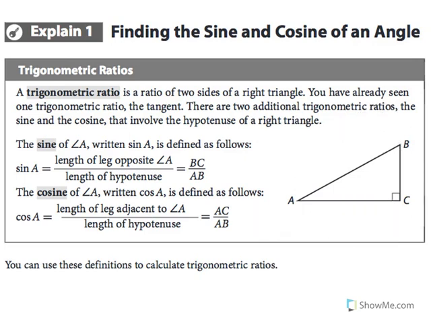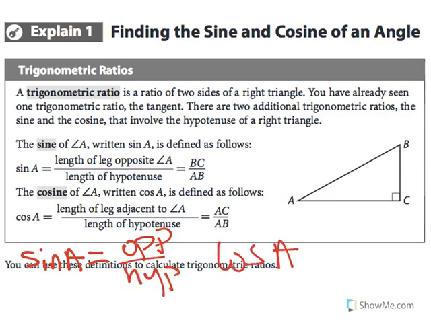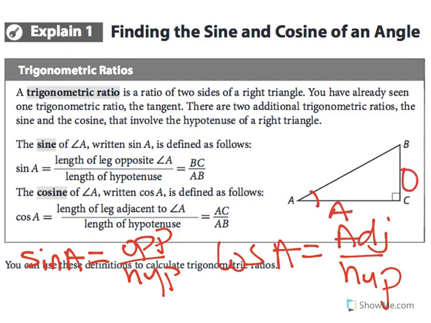So you can use this definition to calculate trigonometric ratios. Here is a way to think of it: sine of angle A is equal to opposite over hypotenuse, and cosine of angle A is equal to adjacent over hypotenuse. So if you're looking from angle A, then this is your adjacent, that is opposite, and this is your hypotenuse.